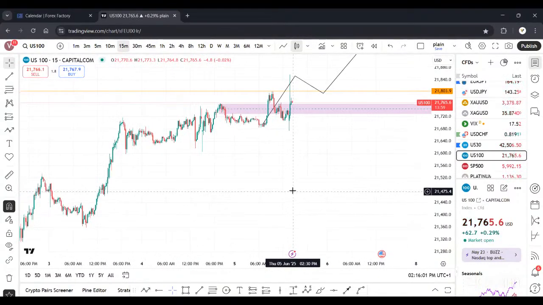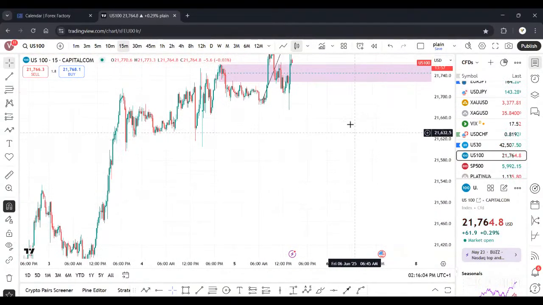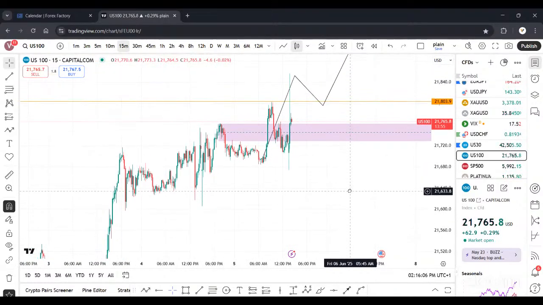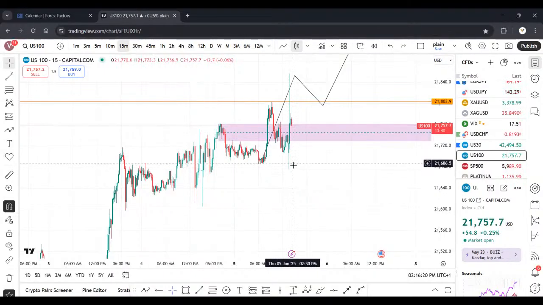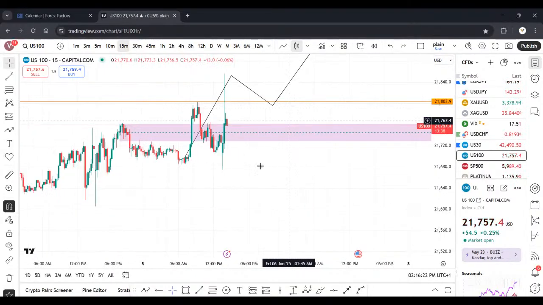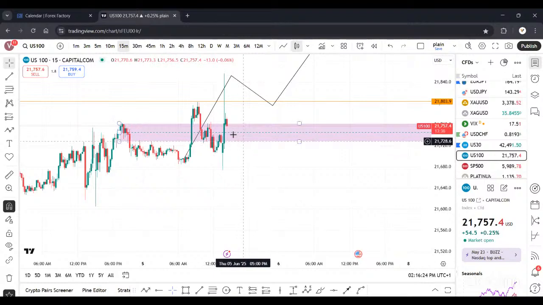On US 100, like we mentioned, we're waiting for price to return to this zone, which it did. It returned to this zone, but then we didn't have that push to the upside. Instead, price sold off, right? Sold off below this, and then eventually we saw that push to the upside. So I'll be waiting significantly.